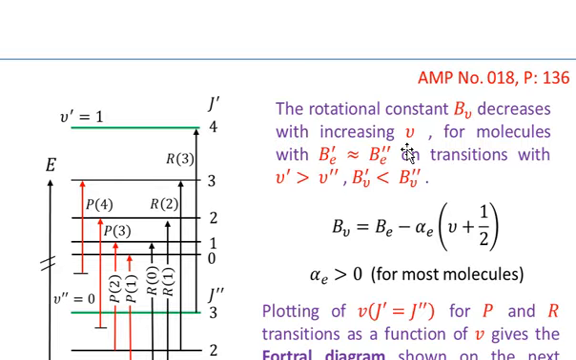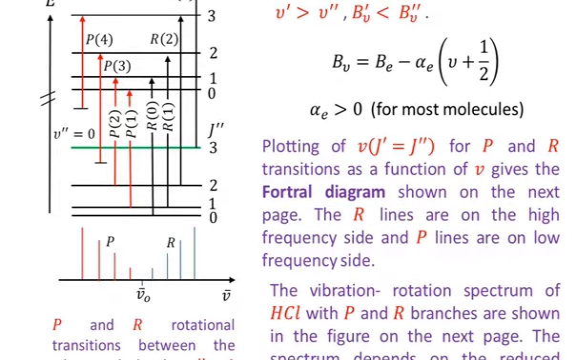For molecules with B_e' equal to B_e'' on the transitions with v' greater than v'', that is, we are considering this set of vibrational quantum numbers, then B' should be smaller than B''. And you know that B_v is given by B_v equals B_e minus alpha_e times (v plus half). So you can put the value of alpha_e, which is greater than 0 for most of the molecules.